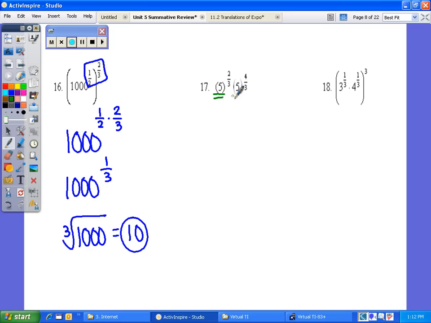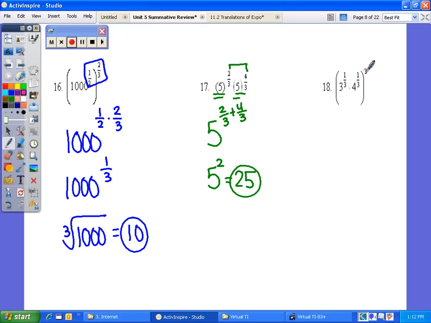Next one, same base, which means you can add the exponents. So it'll be 2/3 plus 4/3. That's equal to 2. And this answer is just simply 25. Okay, last one.